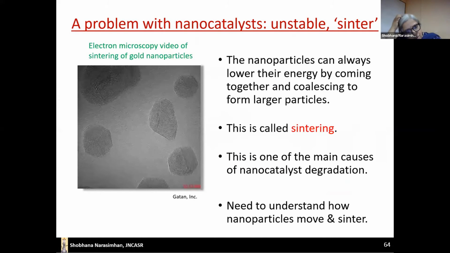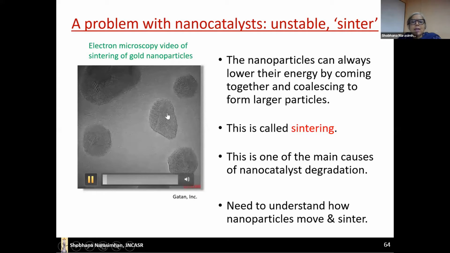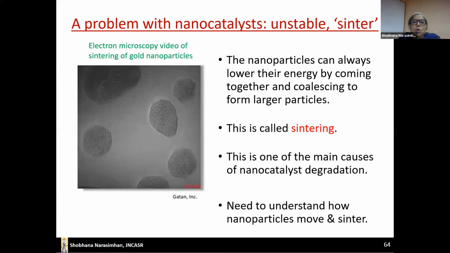The other thing we've been looking at is, I told you about stability of nanoparticles. Now, if you have nanoparticles, this is again gold nanoparticles, look at these two nanoparticles here. You see that they are moving, and eventually they will fuse together and they will do what is called sintering. That is, the nanoparticles will coalesce together. It is always energetically stable for nanoparticles to fuse and sinter. And this means that the catalyst gets degraded because you get bigger and bigger nanoparticles.